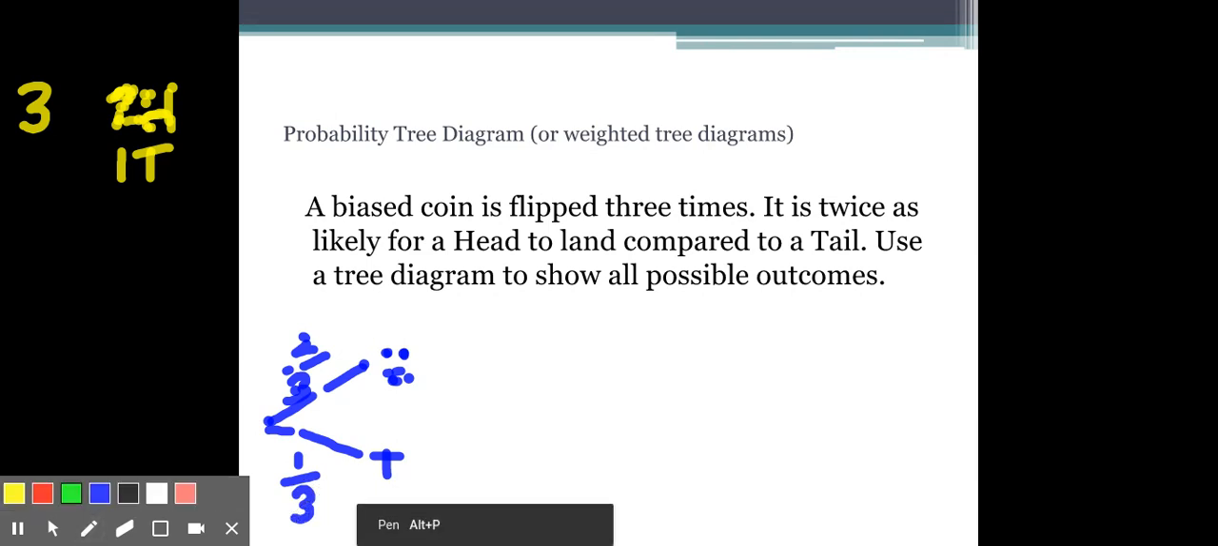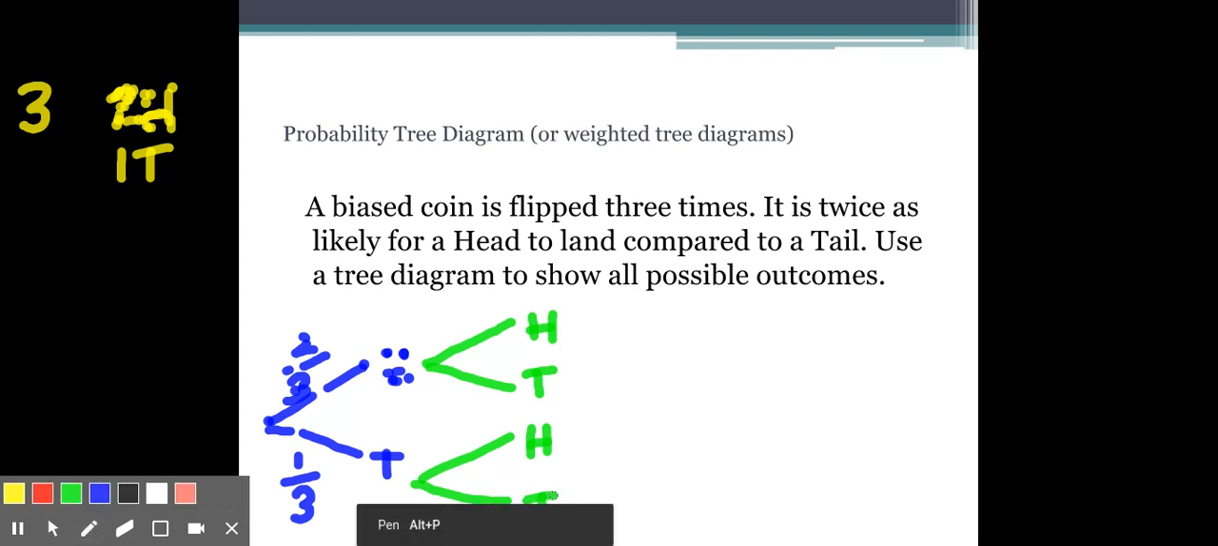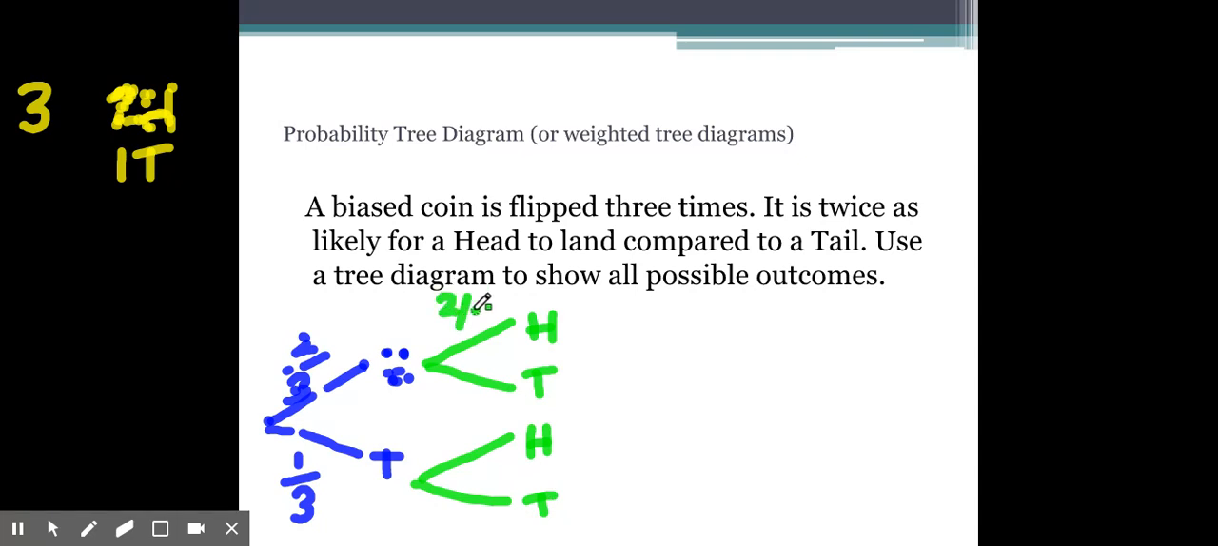At the second step, we have 2 possible outcomes. We have a head and a tail. Okay, and once again, the chance of getting a head is 2/3. The chance of getting a tail is 1/3. And that repeats on every branch.